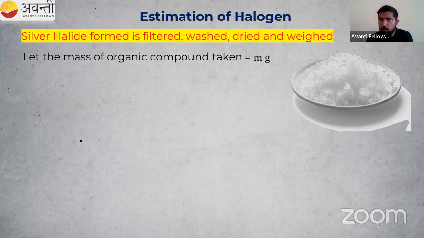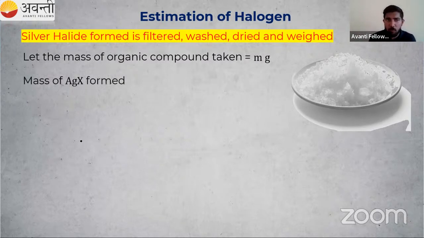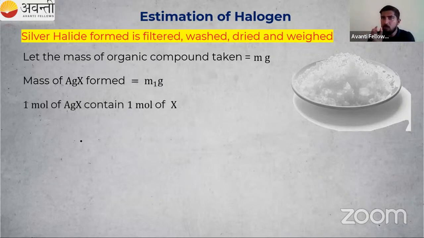Then I'm assuming the mass of organic compound. So we have an organic compound, it has m gram, that is the mass. Then AgX is formed. Mass of AgX, that is the weight, right? I'm taking it as m1 gram. Then what is happening? 1 mole of AgX, here we have AgX, in that there is 1 X, halogen. So 1 mole of AgX contains 1 mole of halogen. AgX has only 1 halogen, right? So 1 mole, 1 mole.